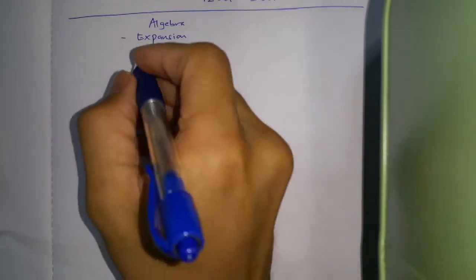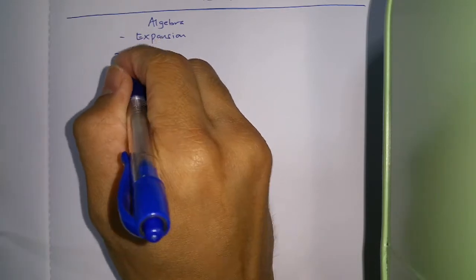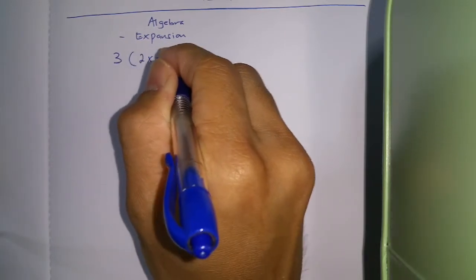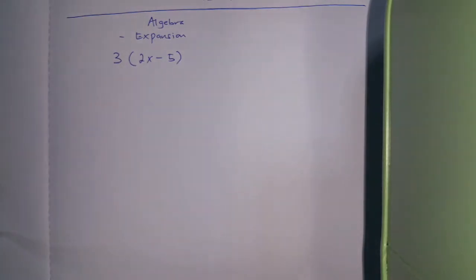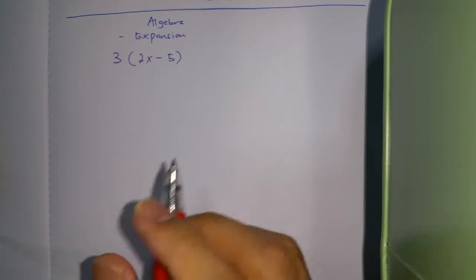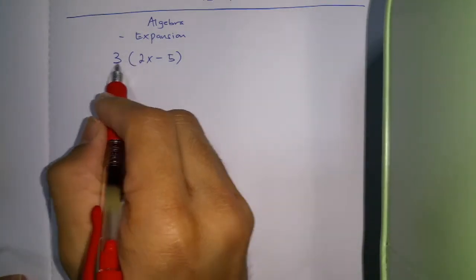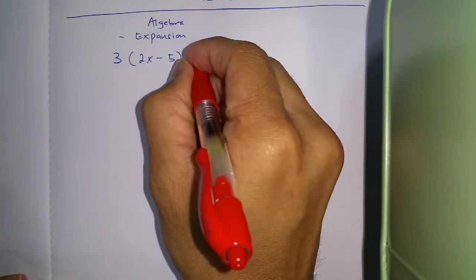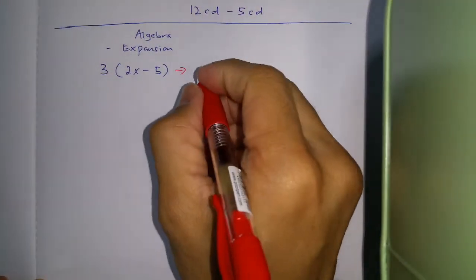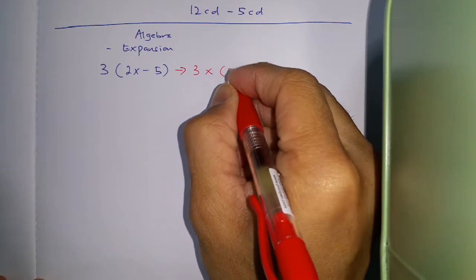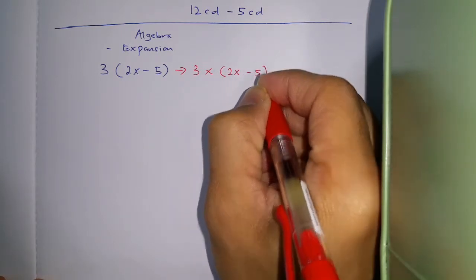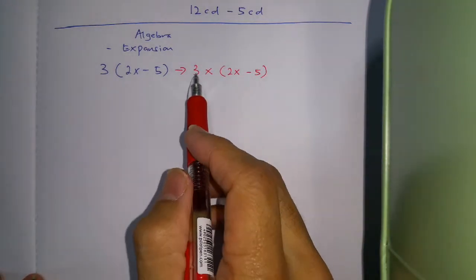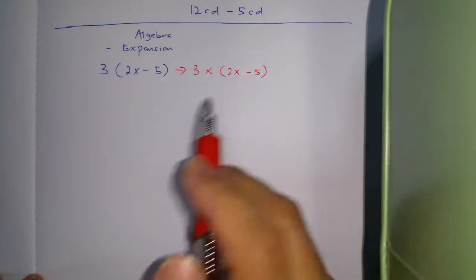The first question, I'm going to go through a few examples here. The first one is given by 3 bracket 2x minus 5. You will be taught this in school. It's called the rainbow method for the expansion. So this expression simply means 3 times 2x minus 5. You need to take 3 multiplied by this 2x minus 5.